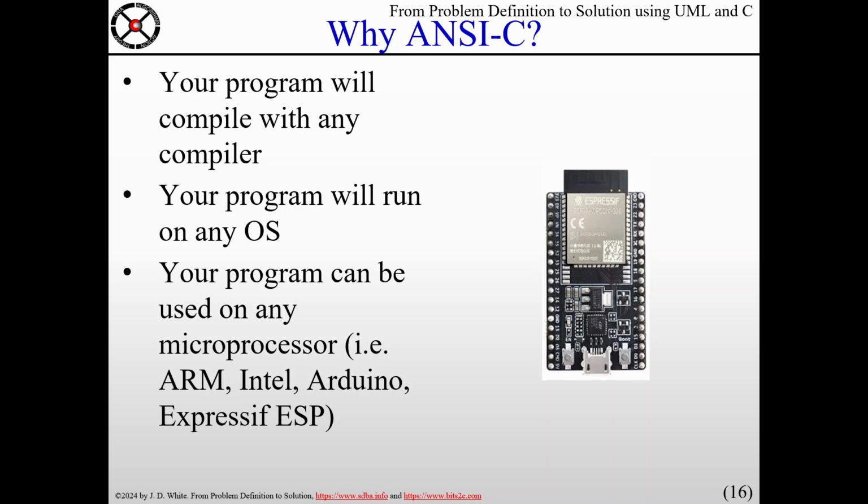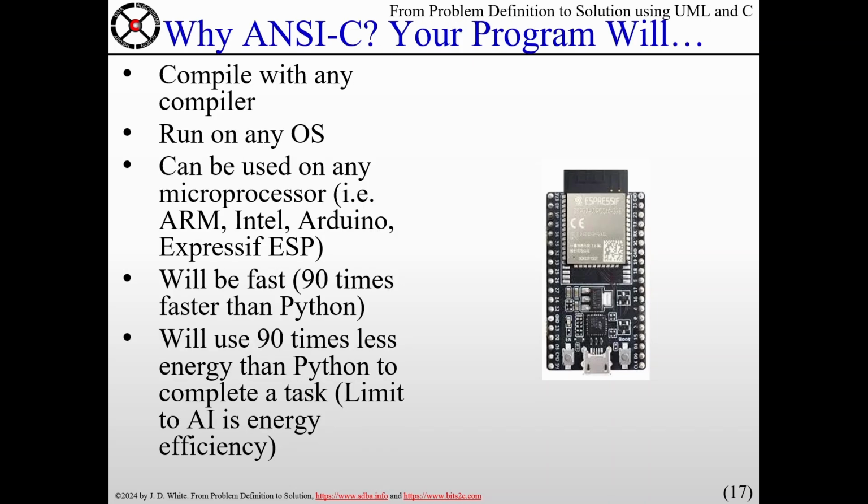C can be used for, okay. Why ANSI C? Here's a few other things. It will be fast. A C program runs 90 times faster than Python. Okay? 90 times. It also uses 90 times less energy than Python to complete a task. Energy consumption: C is very energy efficient.